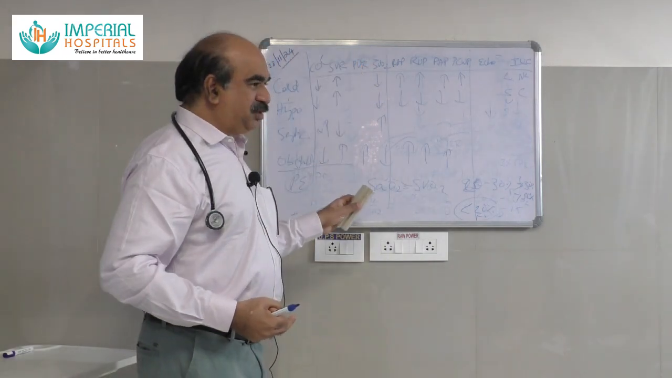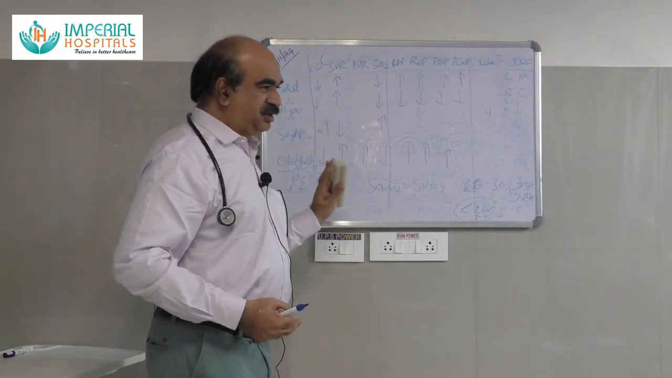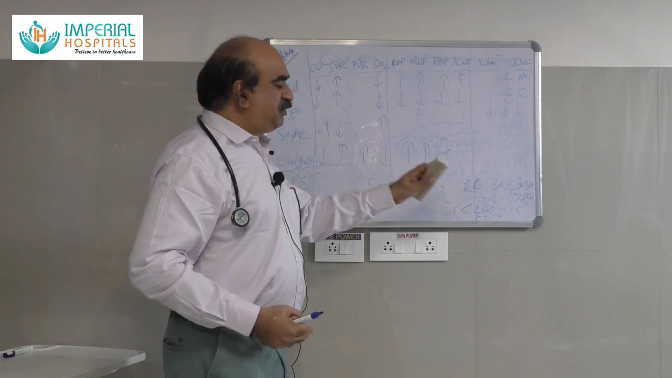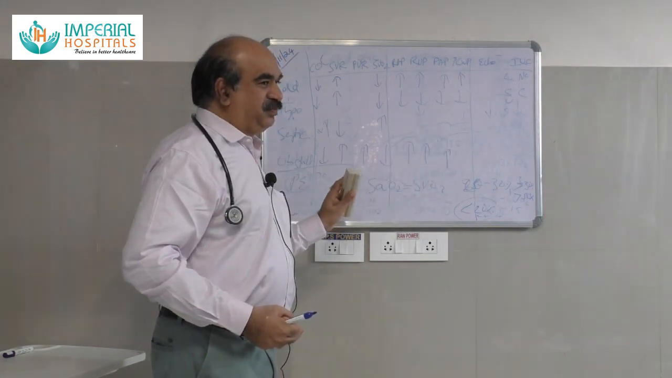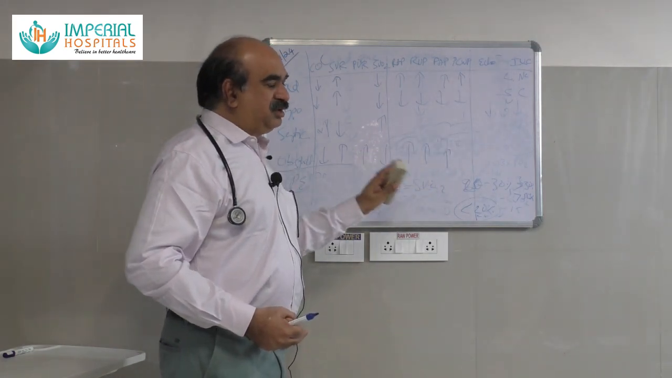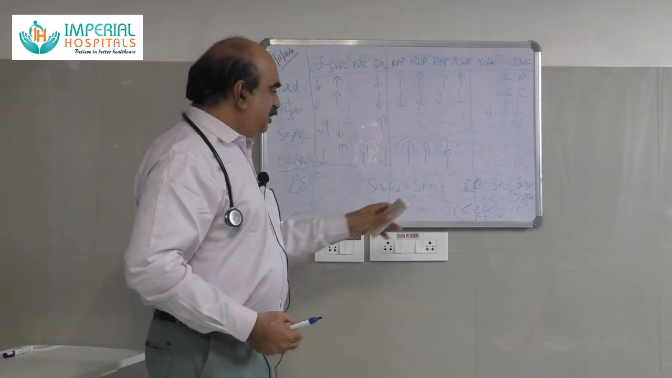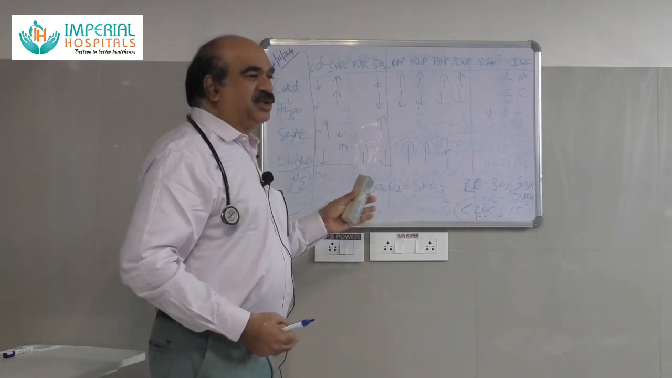SaO2 minus SvO2 normal is 20 to 30%. If DO2 is low, the difference increases to more than 30%. If the difference is more than 50%, it is a threatened oxygenation state. But if it is less than 20%, it means cytopathic hypoxia.